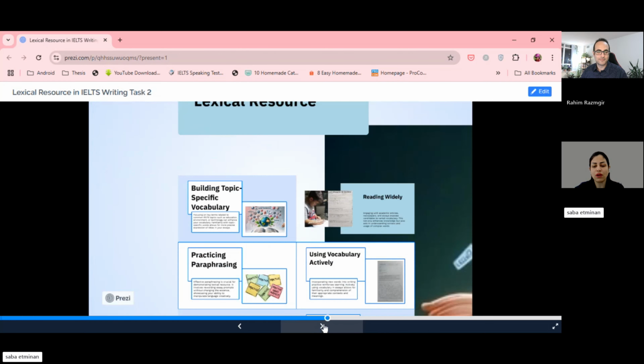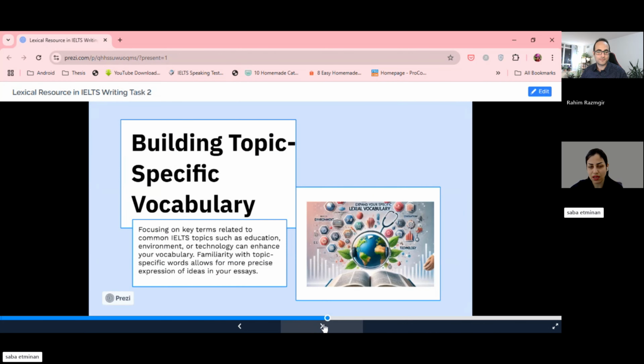Okay. Now, strategies to enhance lexical resource. One of them is to build topic-specific vocabulary. Focusing on key terms related to common IELTS topics, such as education, environment, or technology, can enhance your vocabulary. Familiarity with topic-specific words allows for more precise expression of ideas in your essays.